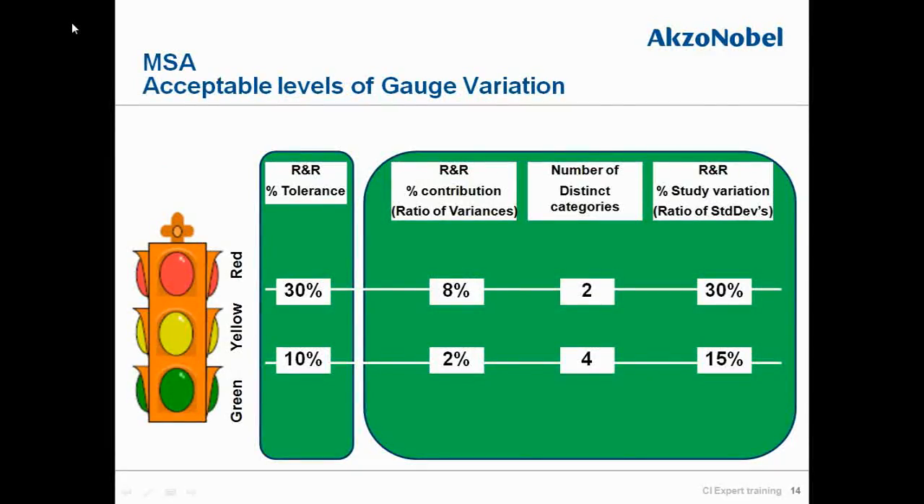Once gauge R&R study has been performed, it's also important to understand how to interpret the results. For this, we will focus only on percent contribution ratio of variances column of the table. If this contribution is above 8%, then we need to replace the equipment before proceeding with any kinds of measurement. But if this percent contribution is within 2 to 8%, then we can proceed with the measurement. However, it would still be good to replace the equipment.